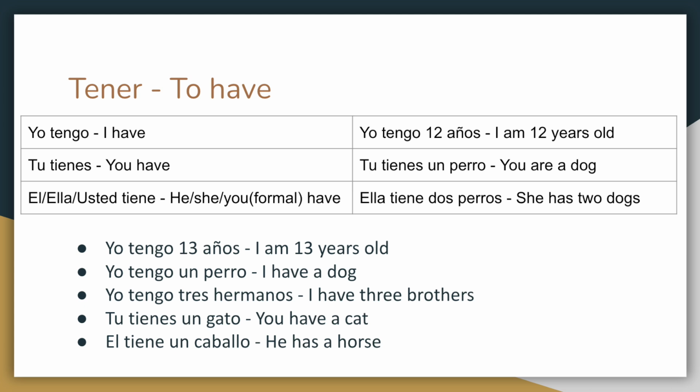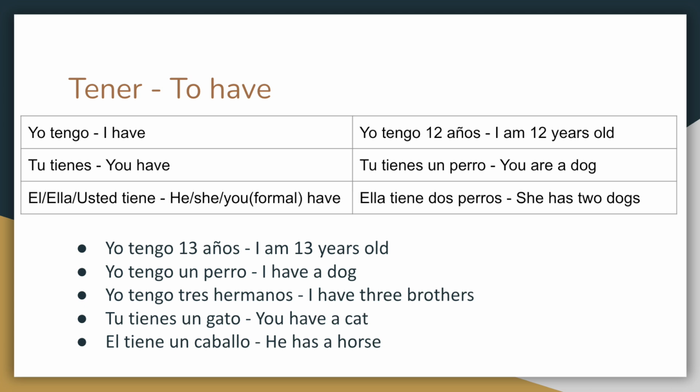So for tener, you use it to talk about age too. So yo tengo 13 años would mean I am 13 years old. Even though tener means to have, in age, you use it. But if I were to say like yo tengo un perro, that means I have a dog.